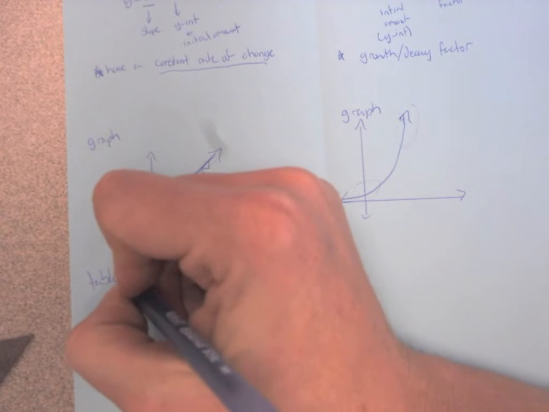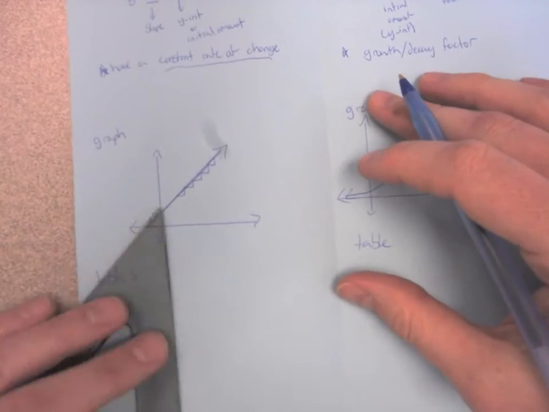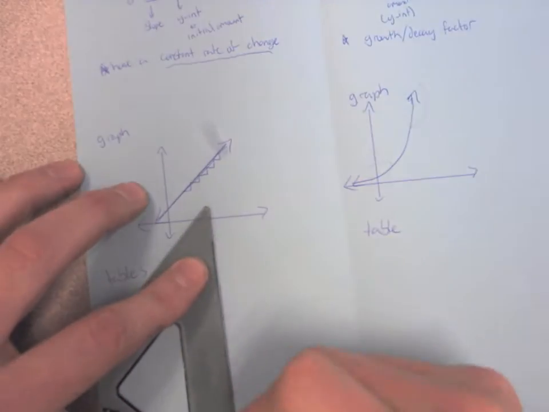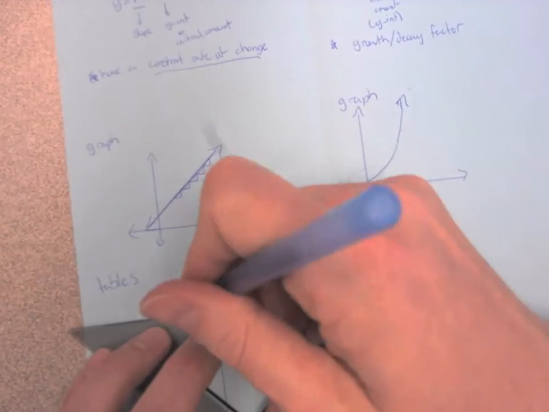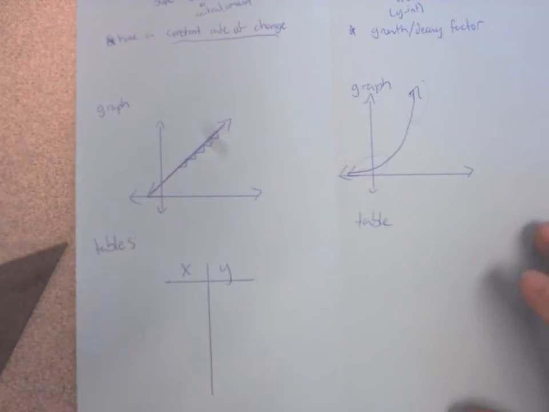Okay? And how they differ from a table perspective. Okay, I'm going to make a couple tables. We'll do a linear one and we'll do an exponential one. We may even do more than that, but we'll take a look here. Okay, so let's see what we got.